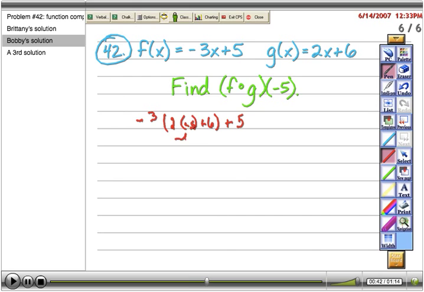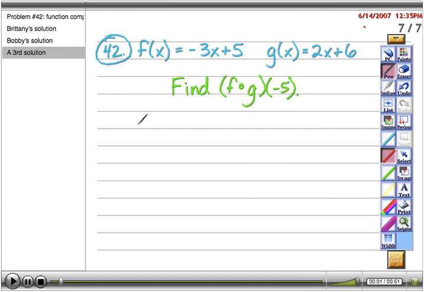and so negative 10, oh man, plus 6 is equal to negative 4. Put that into parentheses. So negative 3 times negative 4 is positive 12 plus 5 is equal to 17. And that's how I got D.